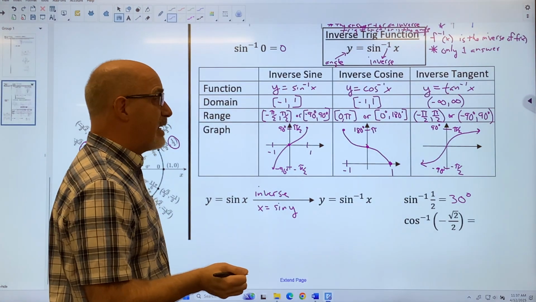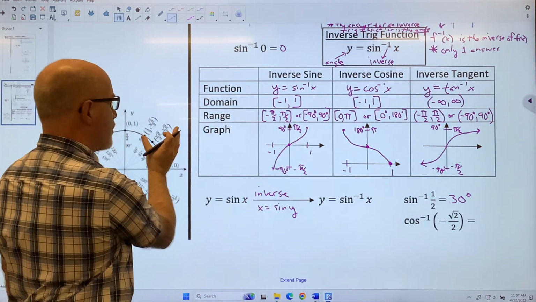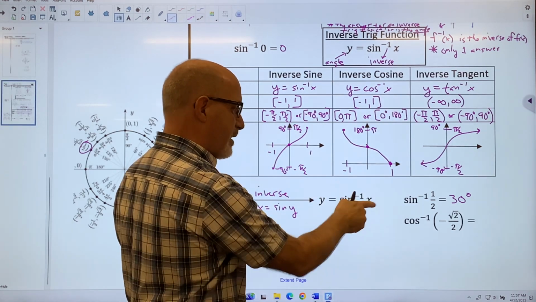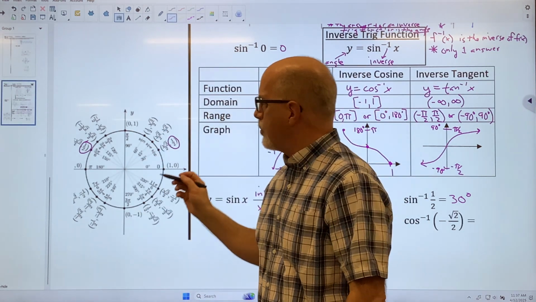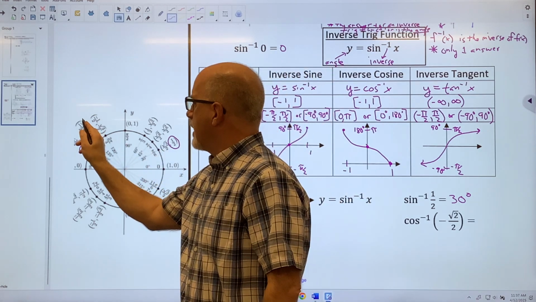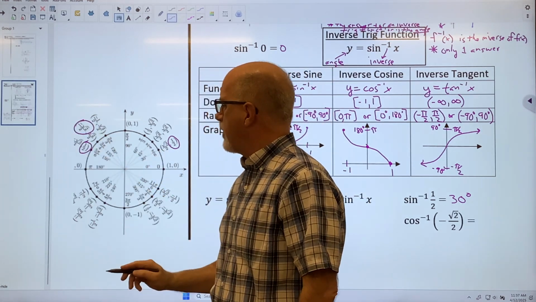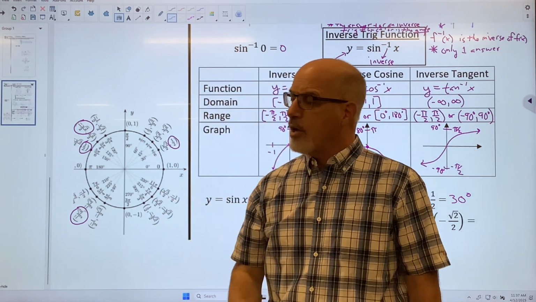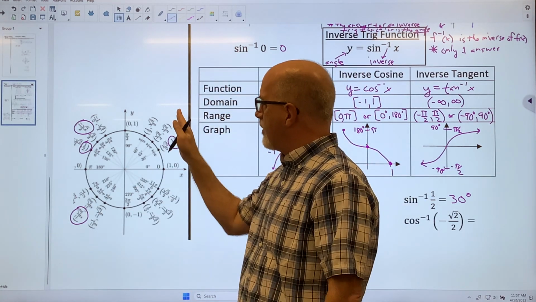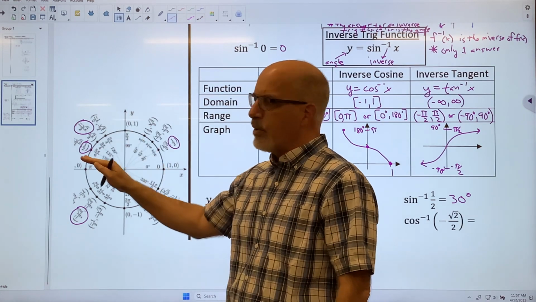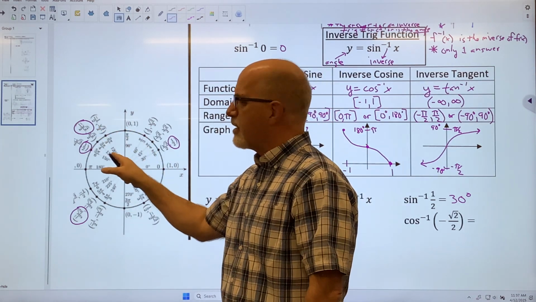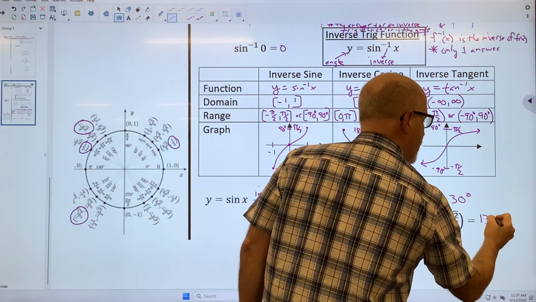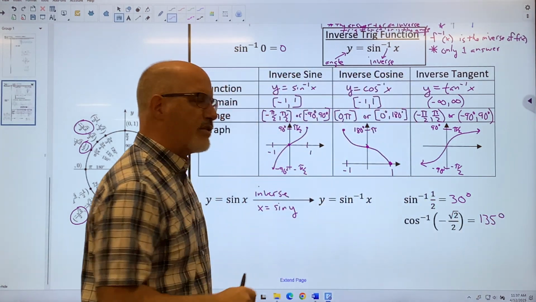Cosine, on the other hand, has between the first quadrant and the second quadrant from 0 to 180. So when I look at this, I look at -square root of 2 over 2 for my x value. So here's -square root of 2 over 2 for the x value. Here's another one that has -square root of 2 over 2 for the x value. Which one do I take? Well, I take it in the first or second quadrant between 0 and 180. So I'm going to take this 135 degrees.